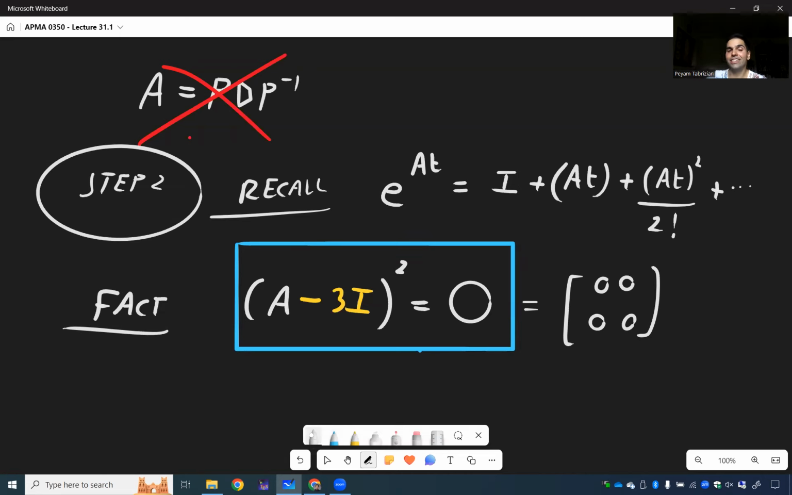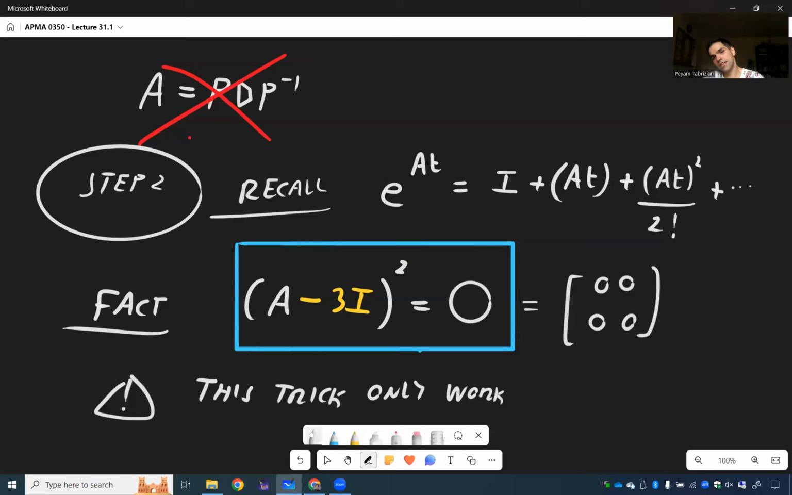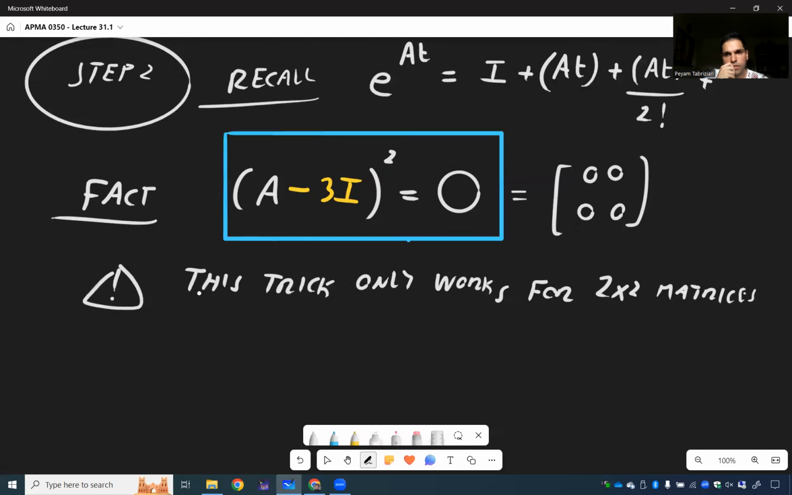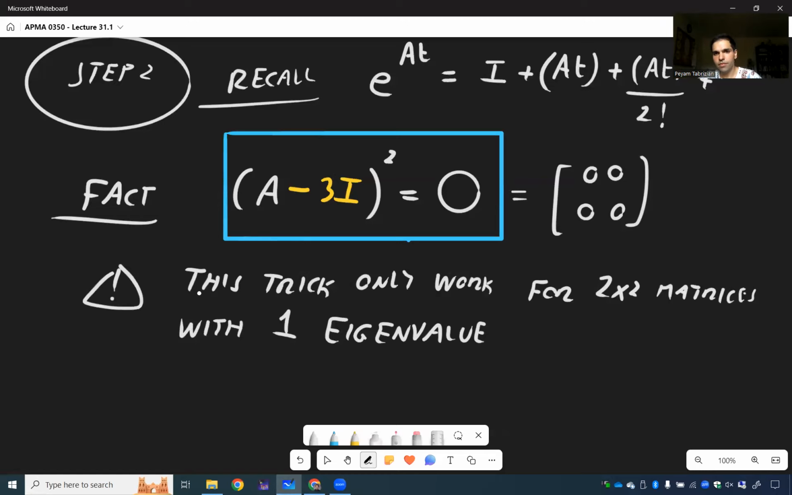But before you get too overexcited, I do want to mention this trick only works for 2 by 2 matrices with one eigenvalue, which we do have here, actually. So that's a nice thing. Okay, so how do we do this?